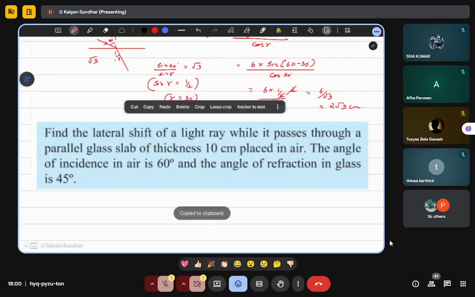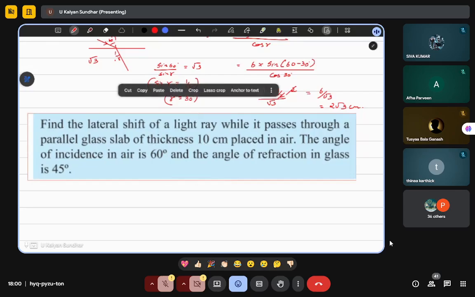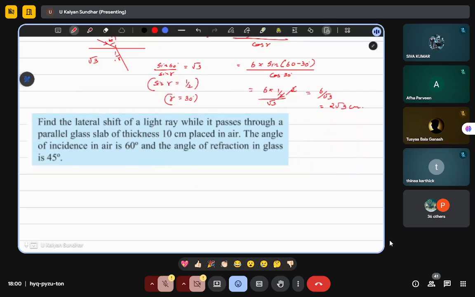Now find out the case for this. Find the lateral shift of a light ray when it passes through a parallel glass slab. Thickness is 10 centimeter, placed in air. The angle of incidence in the air is 60 degree. Angle of refraction in glass is 45 degree. Only thing you have to write is the D value. What is the expression?